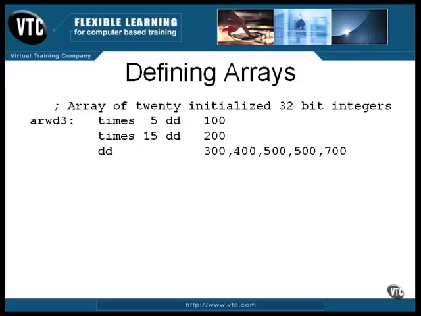This example declares an array of 5 32-bit integers with the initial values of 100, followed by 15 with the initial value of 200, and then 5 integers, each with its own initial value. Anything goes as long as you remember the two basics. The data is contiguous, and all the members are the same size.